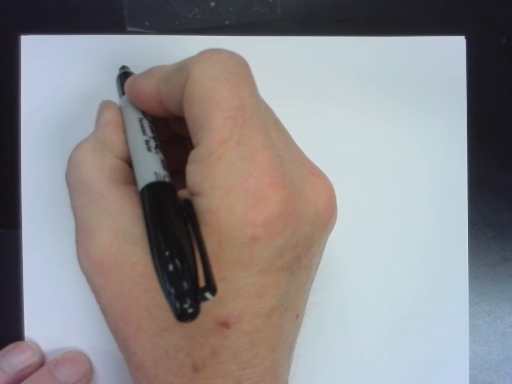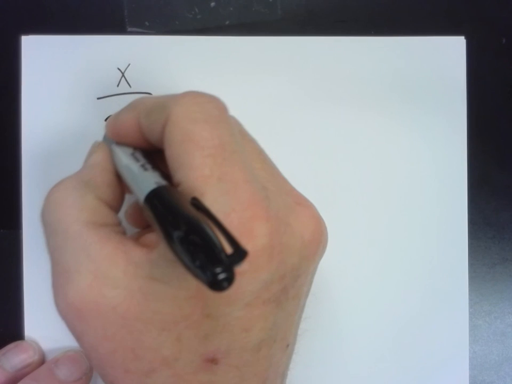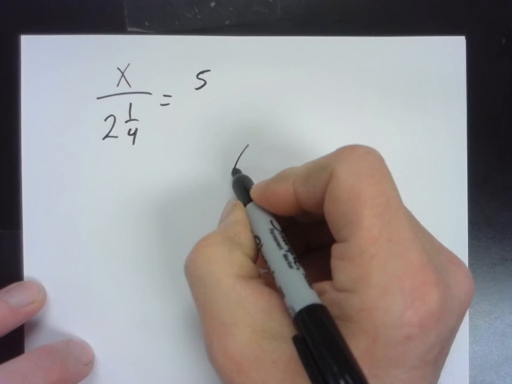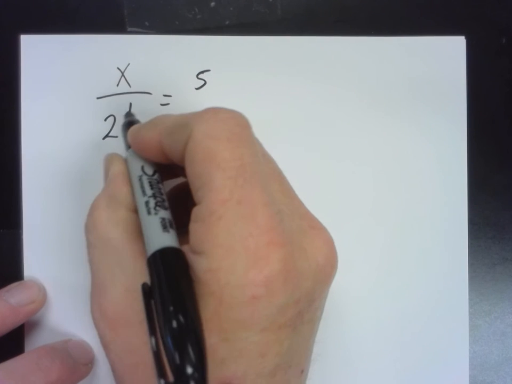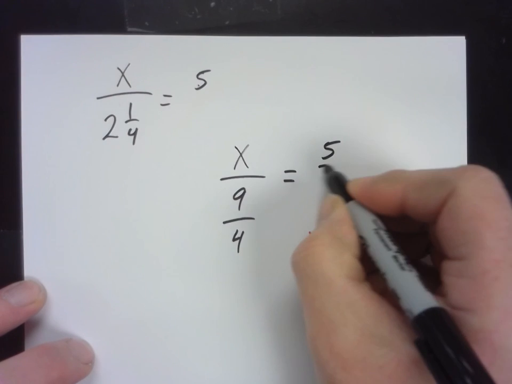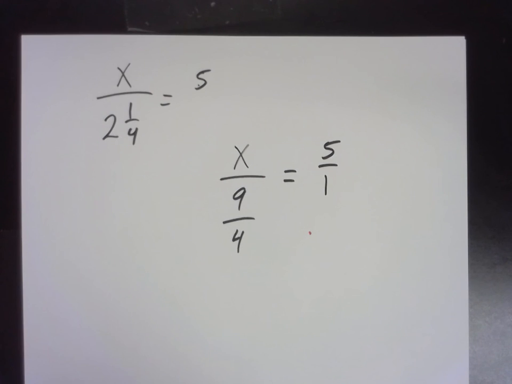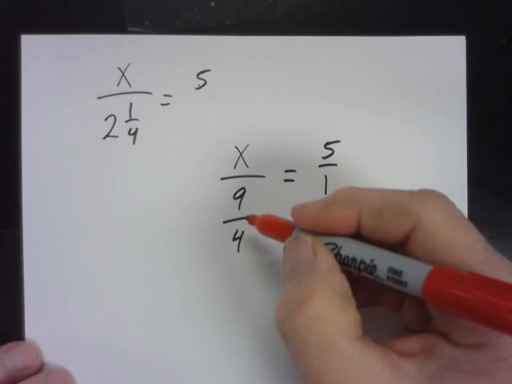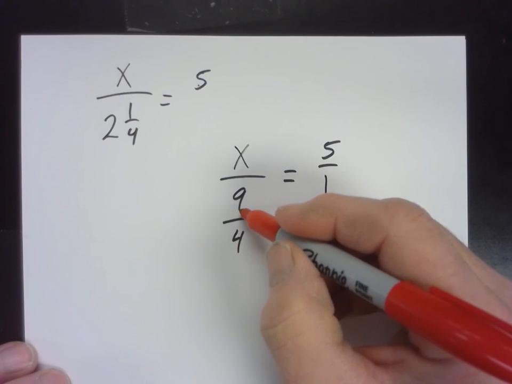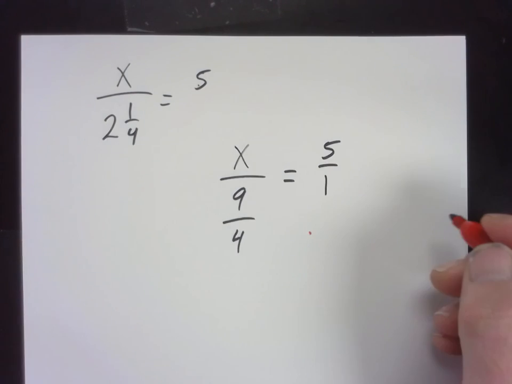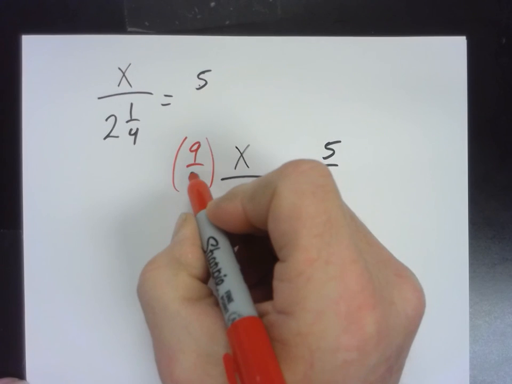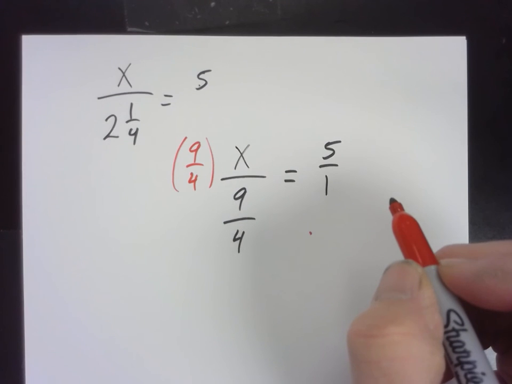X divided by 2 1/4 equals 5. Okay. I hate mixed numbers. That's 9/4. And I'm going to think of 5 as 5 over 1. That easy? Okay. Nikai, what's the opposite of dividing by 9/4? Timesing by 9/4. Yeah. Okay. So I times by 9/4, not the reciprocal, because I literally want to times by it.